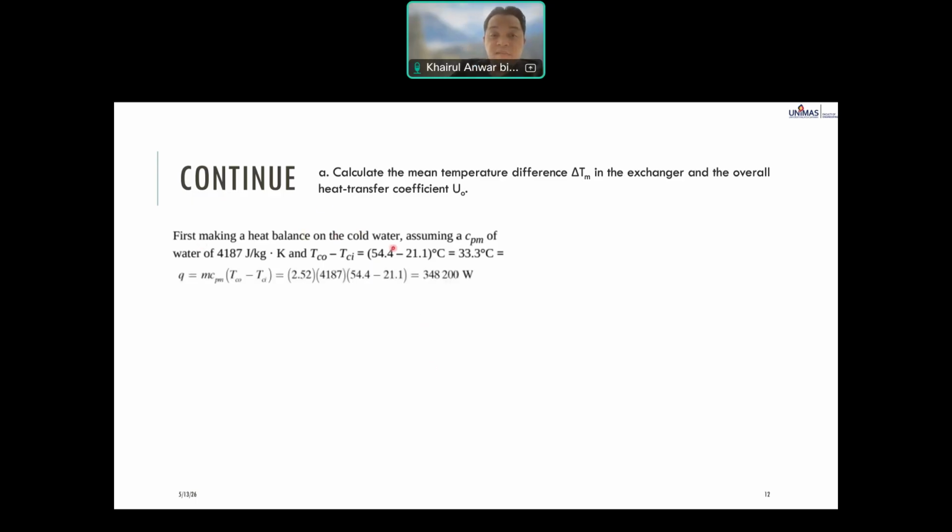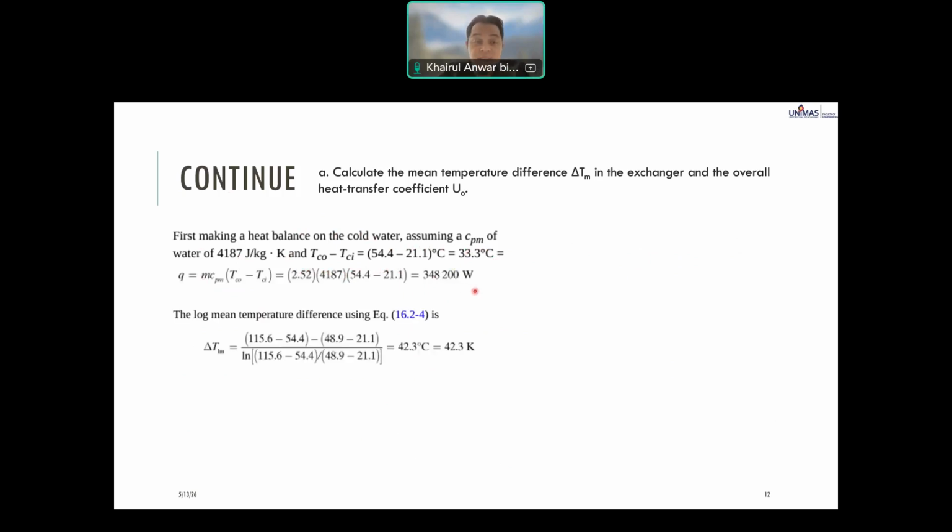So first, making the heat balance on the cold water. Assuming the CPM heat capacity of water is 4.187, TCO minus TCI is 33.3. So Q equal to MCP delta T, so we have 348,200 watts. The log mean temperature difference using equation 16.2-4 is 42.3, either Kelvin or degrees C, same.